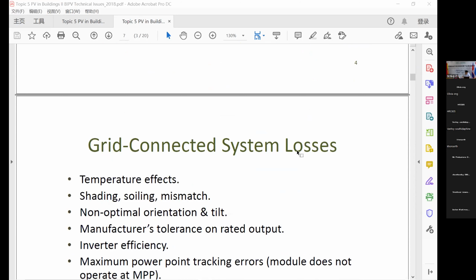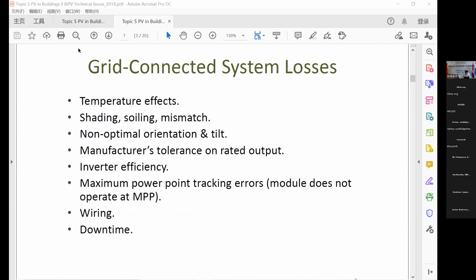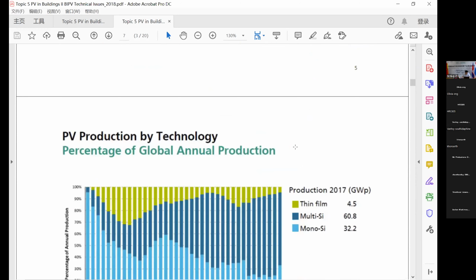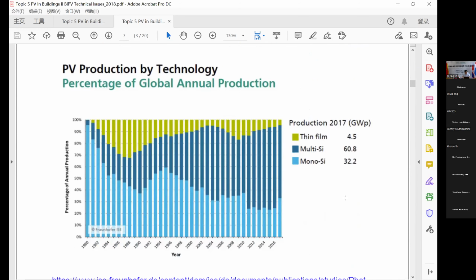And where we are, the maximum power wiring daytime downtime here. Yes. So in general, we can see that multi-crystalline silicon and monocrystalline silicon have experienced a trend that the multi-crystalline increases and monocrystalline decreases.